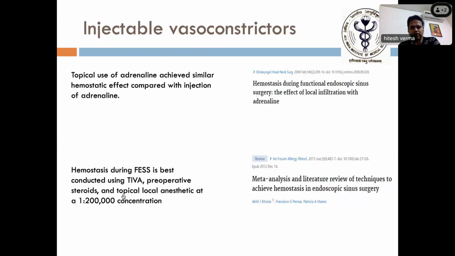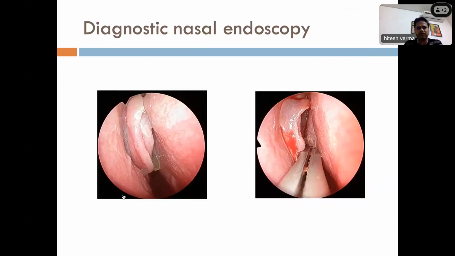So what literature says is that when we are using a higher concentration, some intraoperative changes occur, but those changes are manageable. So the literature is not against the use of a higher concentration of epinephrine. Diagnostic endoscopy is very important. What is the disease extent? Like I showed, first pass, second pass, and third pass.